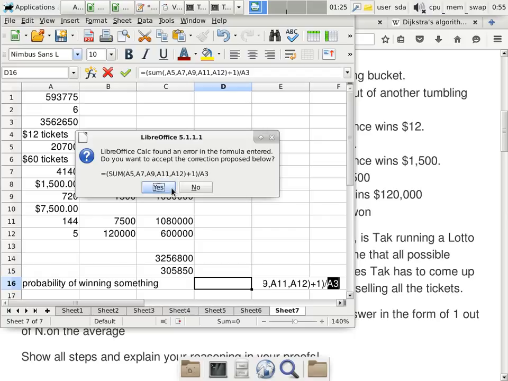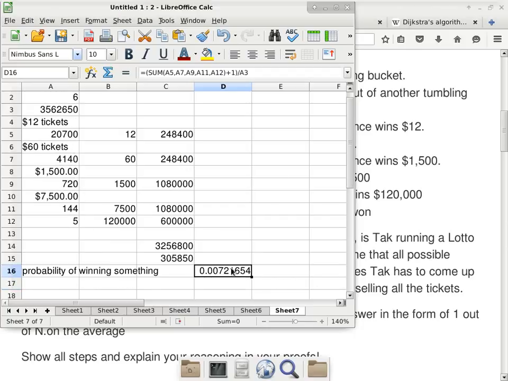Oh, I forgot to close, there's a mismatch of parentheses. Yeah, you need a closing one. You didn't close the last one. Yeah, I think it did it correctly. Yep, so it did it correctly.